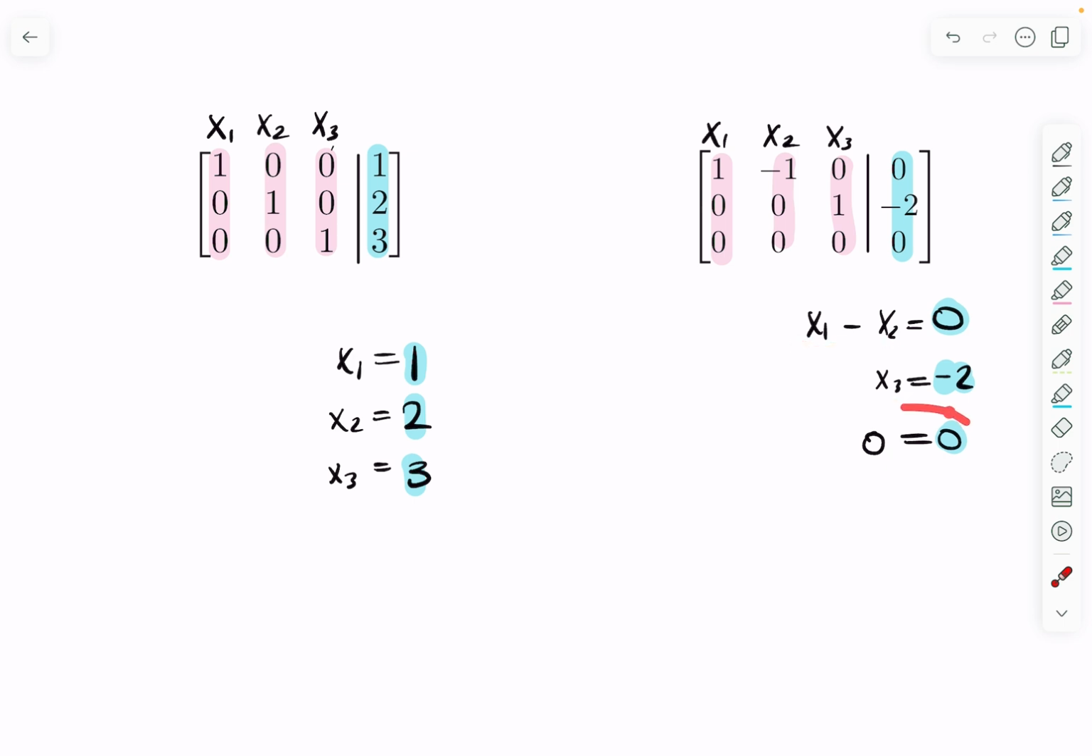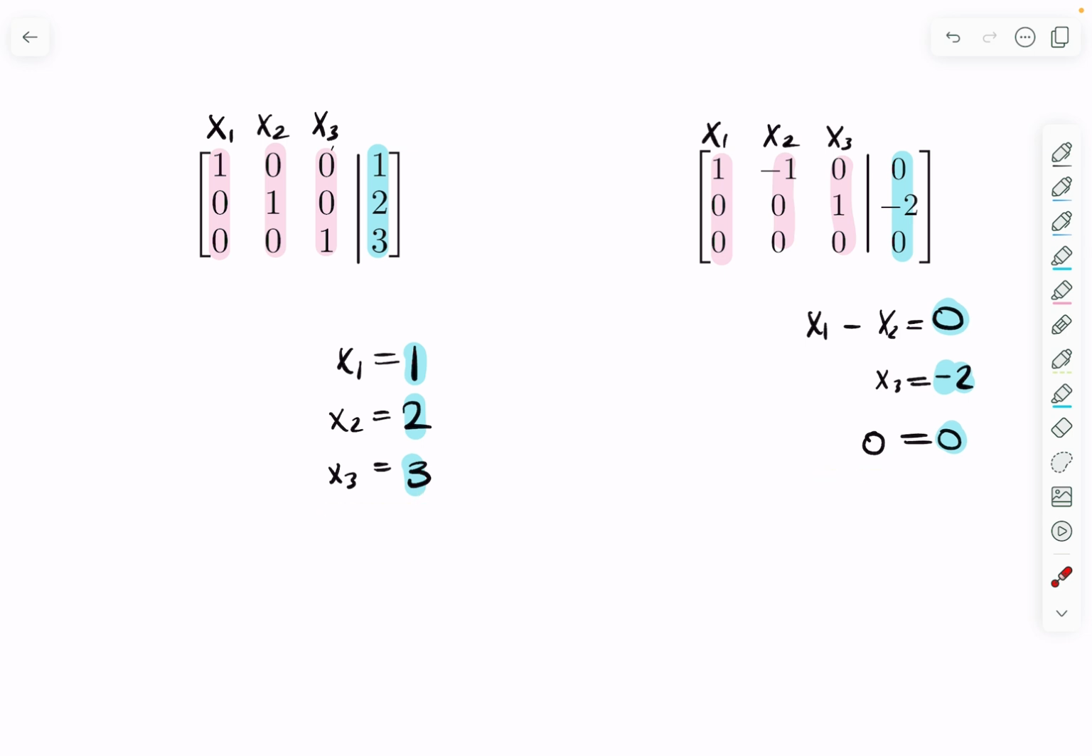How do I know they're not unique? Because as soon as you see 0 is equal to 0, that means that there are many solutions. Remember, what are we talking about when we say solutions? These just represent lines. And so when we see solutions, these are where the lines intersect. So in this case, we have unique solutions, but in this case, we have many solutions.